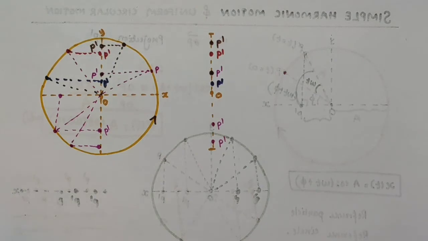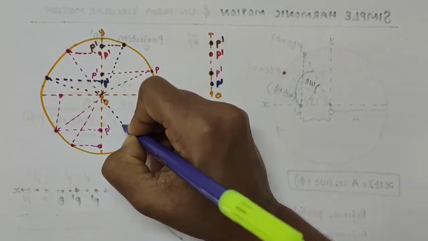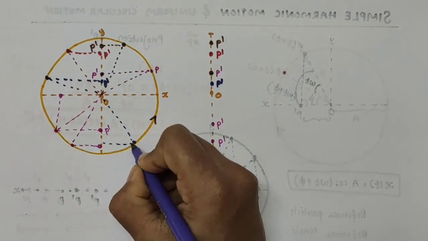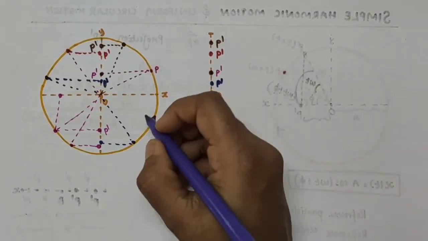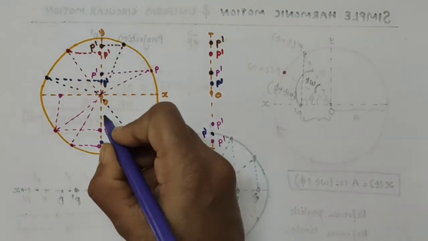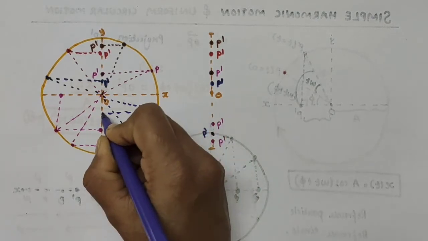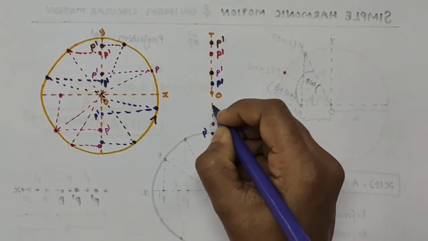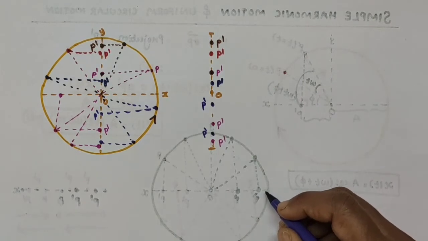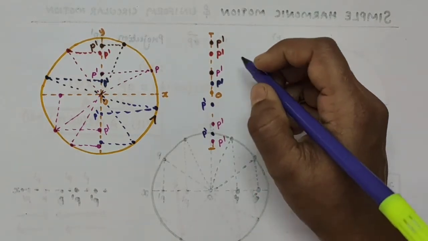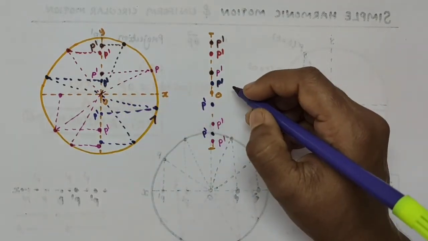Okay, then after some time the particle reaches here. So the position vector and projection on the y-axis: P dash reaches somewhere here. Then again after some time the particle reaches here. So this would be the position vector, this would be the projection P dash. So that projection P dash reaches somewhere here. You see, the projection moves to and fro about this midpoint O.